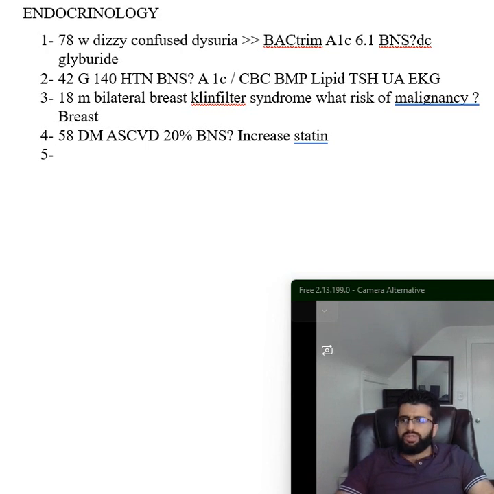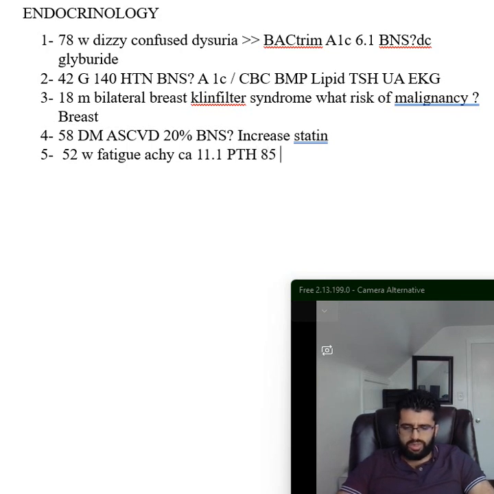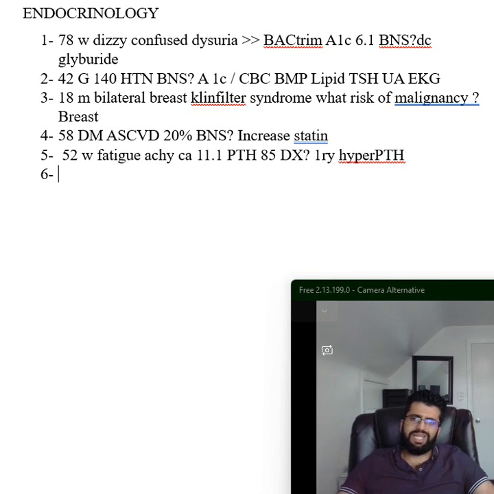Okay, another case that you may encounter: a 52-year-old woman came in with fatigue and achiness, and you check calcium, which is 11.1. You check PTH, which is 85, and they ask, what's the diagnosis? This is obviously primary hyperparathyroidism, because calcium is 11. Usually if calcium is 13 or 14, this is malignancy. But if it's just 11, this is primary hyperparathyroidism.